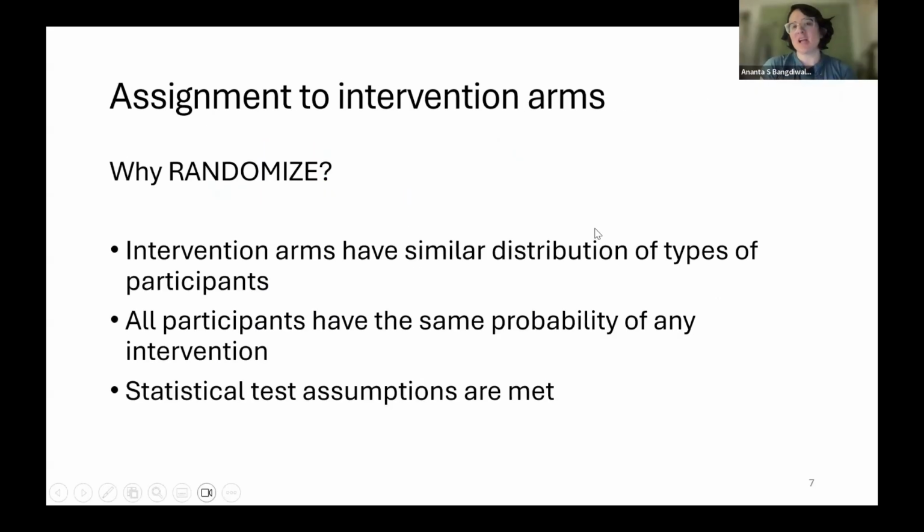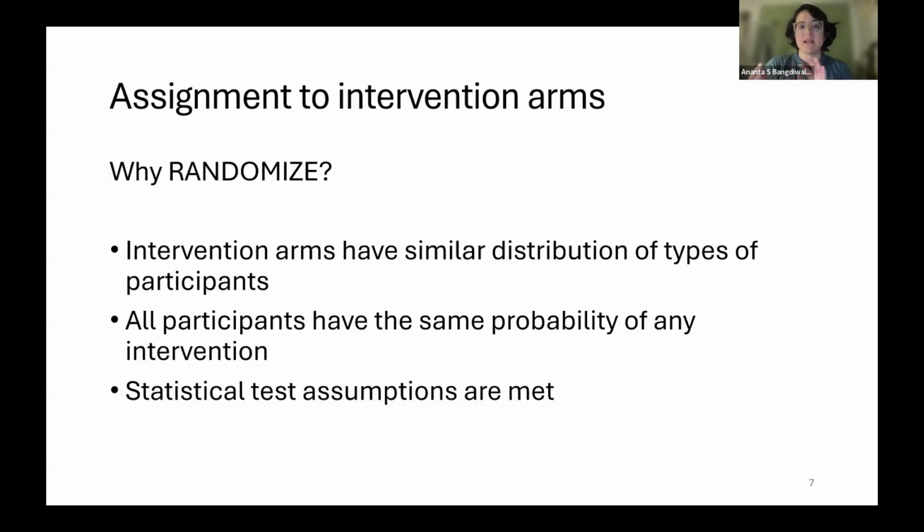So next up, I'd like to talk about assignment to intervention arms. We're talking about randomized clinical trials. So why are we randomizing? In intervention arms, when we randomize, both arms have similar distributions of types of participants. We want to control as much as we can about these participants. And randomizing allows us, if we have a large enough sample, to have similar types of participants in both arms. So that's controlling that.